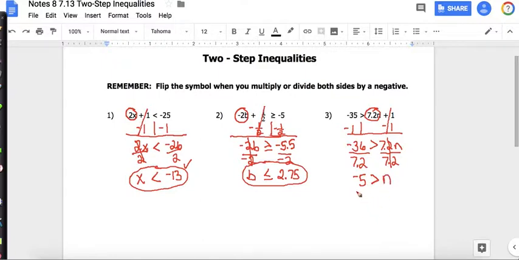which is perfectly okay to leave this way. Or for graphing purposes, we read it from the letter. So n is less than negative 5.